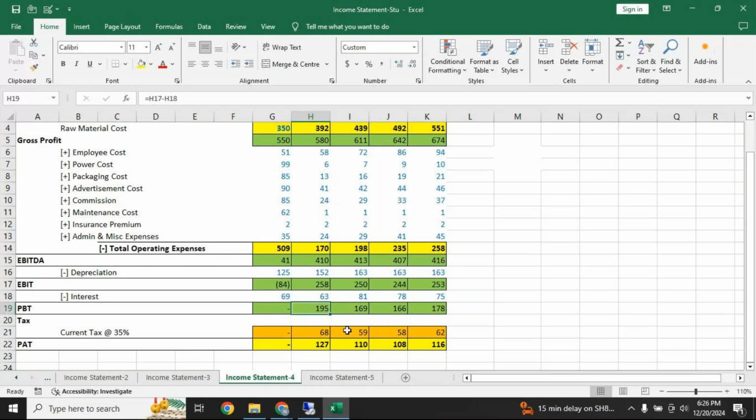In the second year, I am going to take EBIT minus interest. So from the earnings before tax, whatever amount I have, after paying the interest, the remaining amount will be my PBT, that is profit before tax. On that profit before tax, I am going to put 35% of tax. So 195 into 35%. After paying the tax, the remaining will be profit after tax. Yes, ma'am. Thank you.